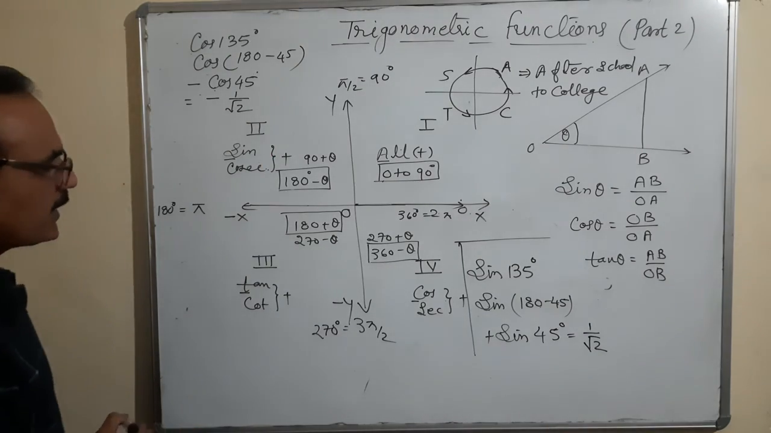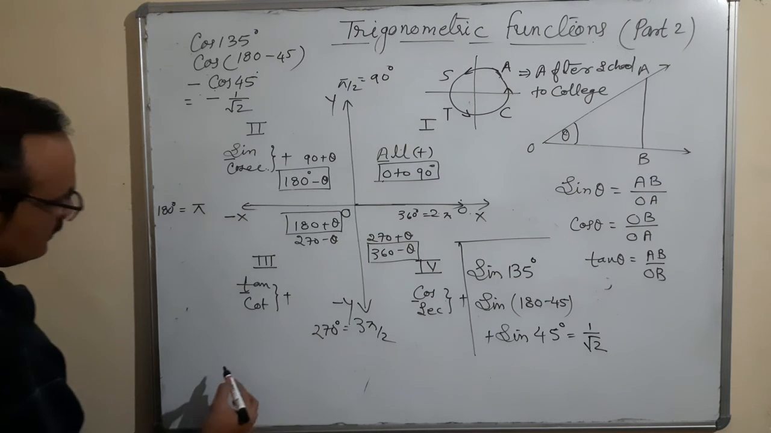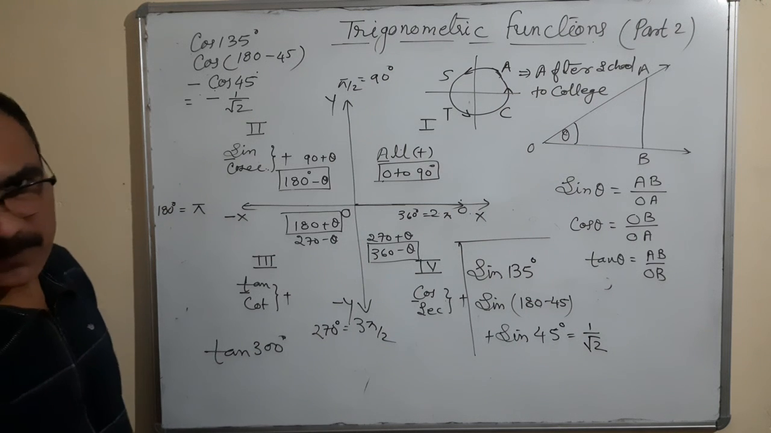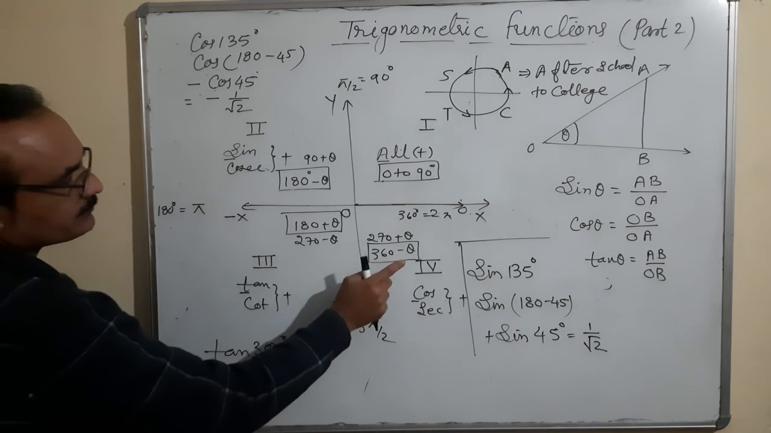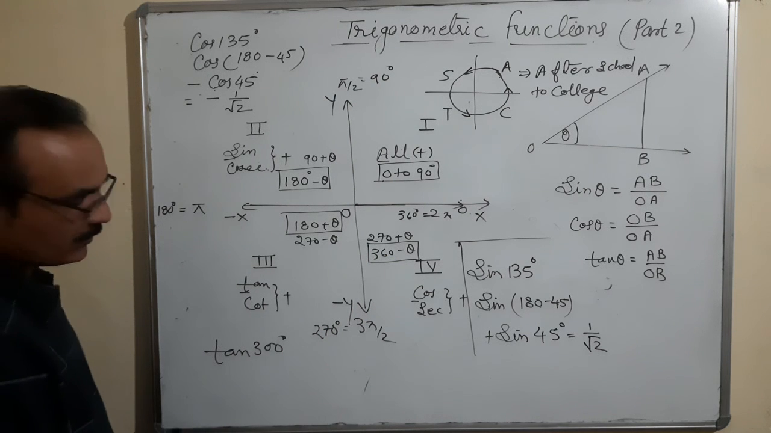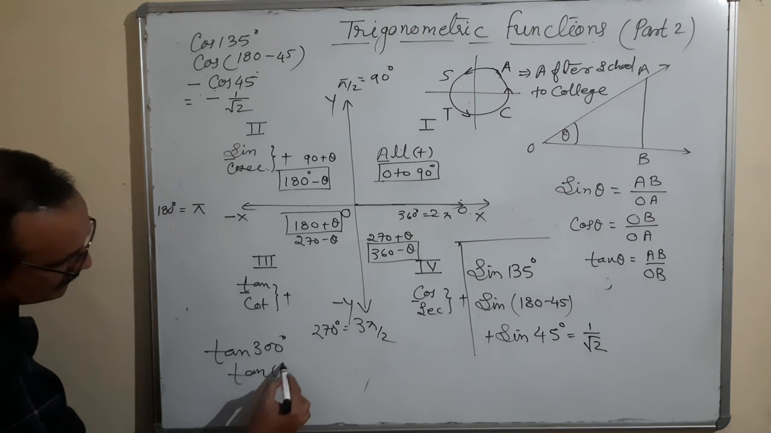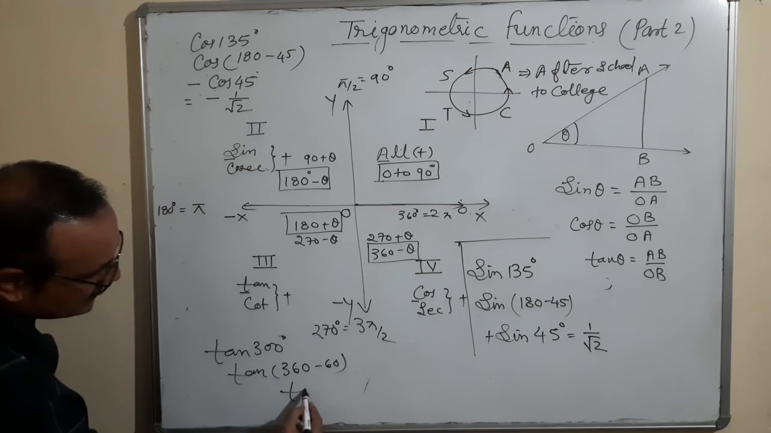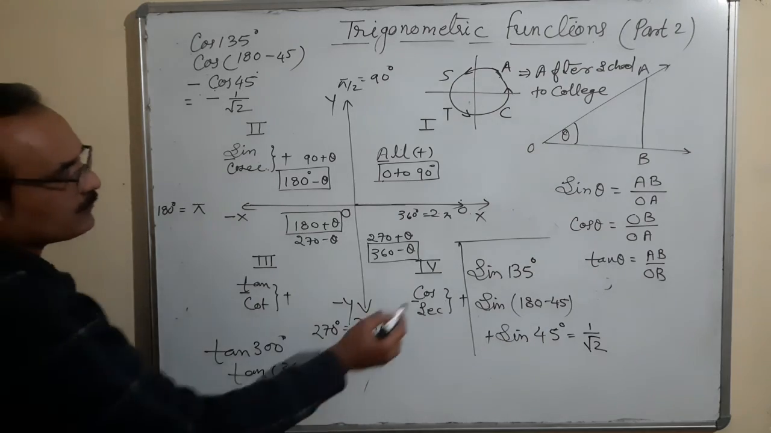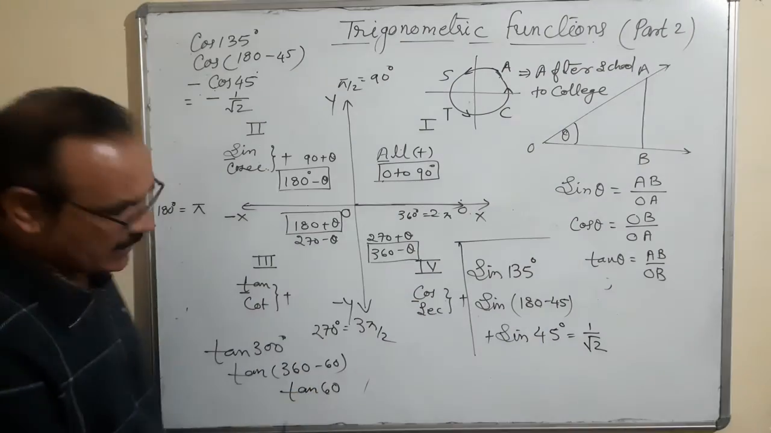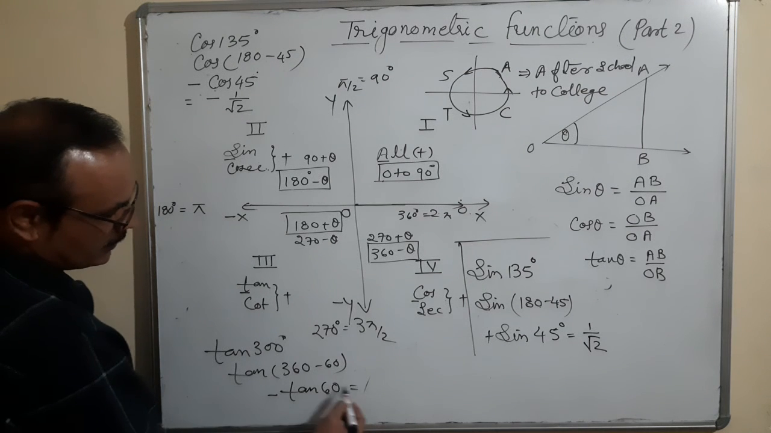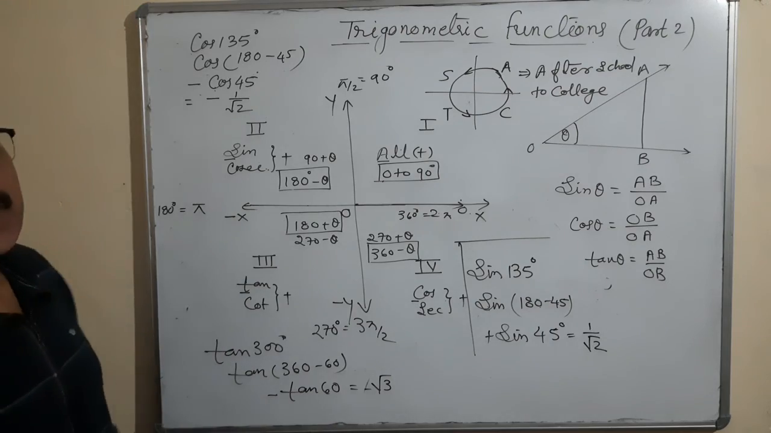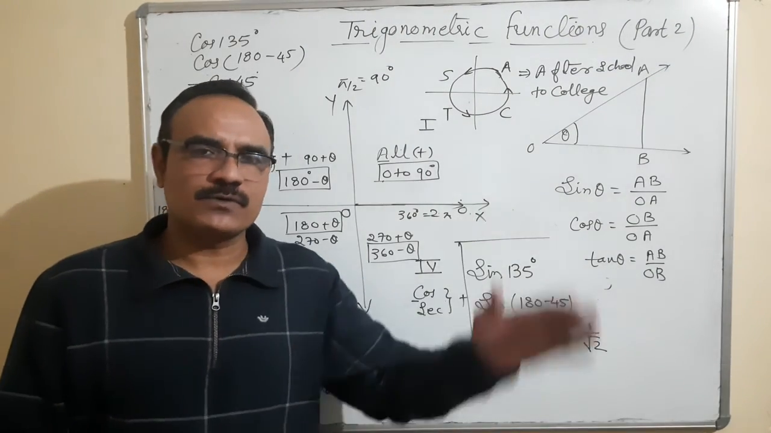Clear? Suppose we are going to find the value of tan 300 degree. 300 comes in the fourth quadrant. So tan 360 minus 60, which is tan 360 minus theta, I can write as tan 60. But in the fourth quadrant cos and sec are positive, others are negative, so the sign is minus. The value of tan 60 is minus root 3. This is the procedure by which you can find the value of anything starting from 0 to any value.